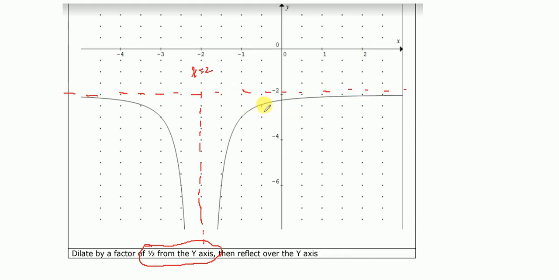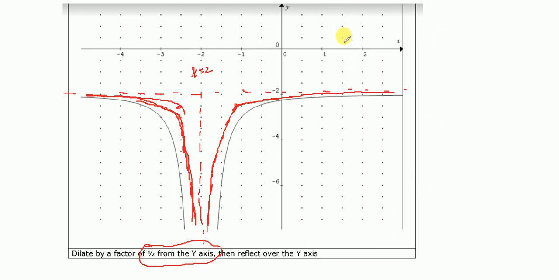Okay, squashing it first. That's going to go to about there. That's going to go to about there. So we end up with, this is what we have when we have the dilation. And then it all gets reflected over the y-axis.